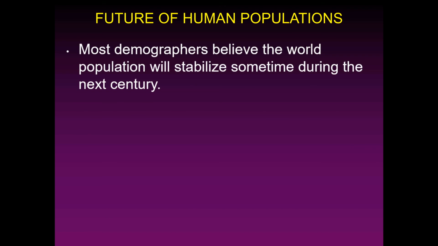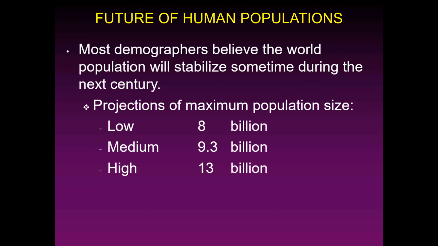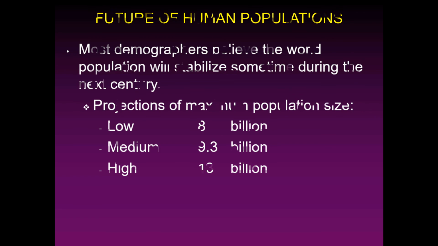Future of human population. Most demographers believe the world population will stabilize sometime during the next century. We talked about that. Projections of maximum human population size: the low estimate's 8 billion, which we're creeping up to right now. Medium is 9.3, and the high end is 13. Remember earlier when I said the carrying capacity of the Earth is believed to be between 12 and 20 billion. 13 is over that lower estimate.